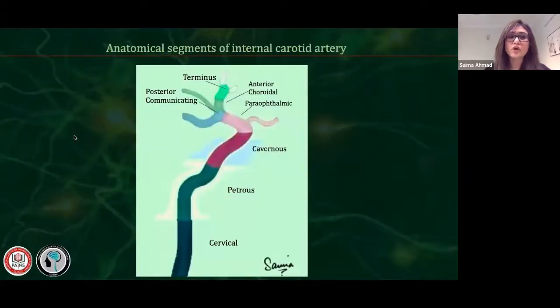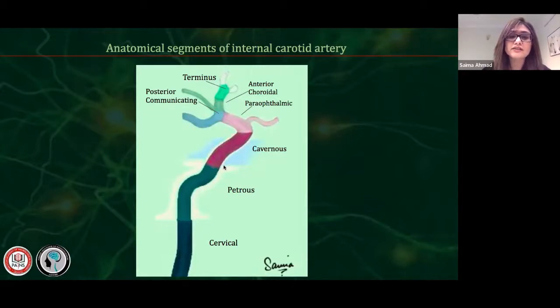Next we talk about the nomenclature and the anatomical segments of the internal carotid artery. This is a very simple diagram which I made for you guys to understand the segments. First we start with the cervical segment. The cervical segment is from the bifurcation up to the neck and skull base, and here it enters into the petrous part. The petrous part is the bony part, first vertical and then horizontal, and then the third part is the cavernous part.